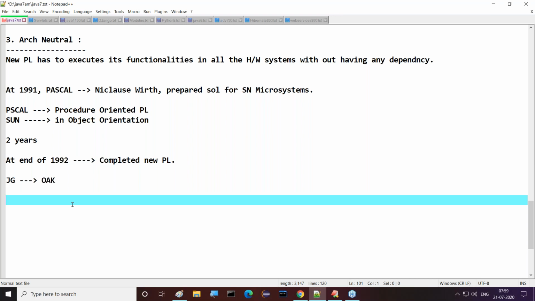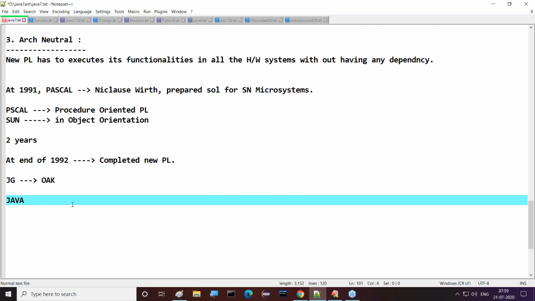Finally, what happened? While preparing this new programming language as part of the Green project, all the Sun engineers used to go to their cafeteria, and they used to take a brand label coffee at the Sun Microsystems cafeteria. The name of the coffee is which one? Java. Java is a brand label coffee.